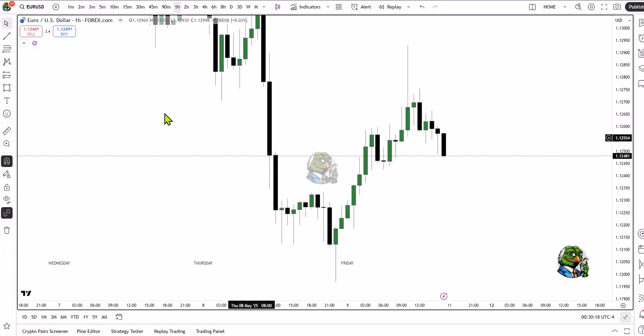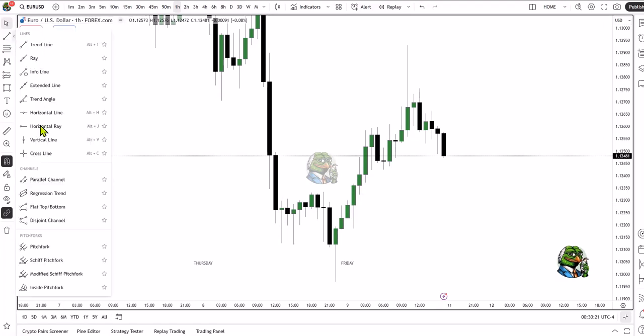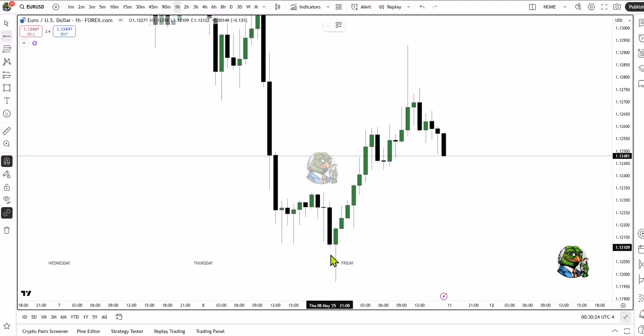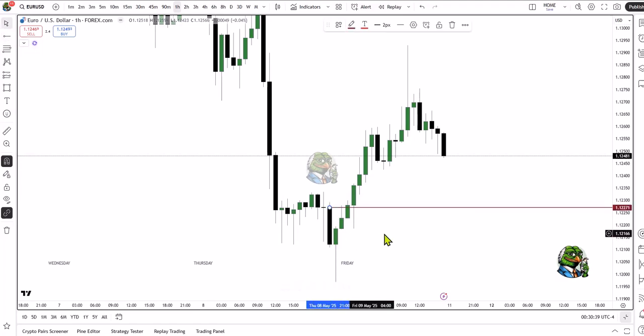So the first thing that I do when I'm looking at this type of setup is I mark out my hourly order block. So this is a bullish example. We're looking for the down candle that took out liquidity. You can see this down candle started this move down and it's taken out liquidity. So the opening price there is where I'm going to mark out the bullish order block. That's the first thing that I do.